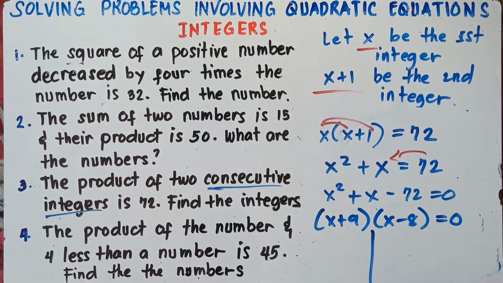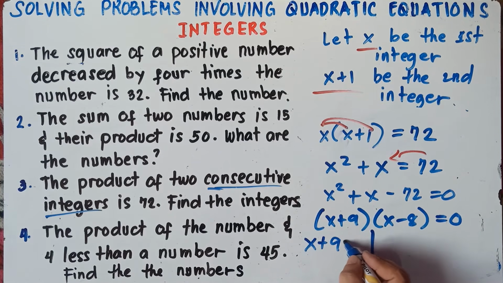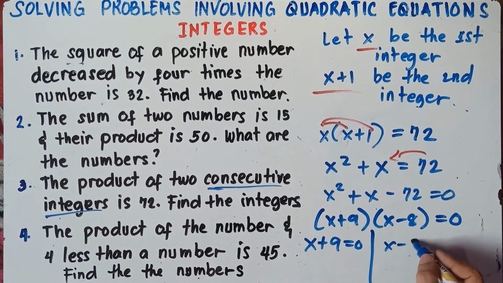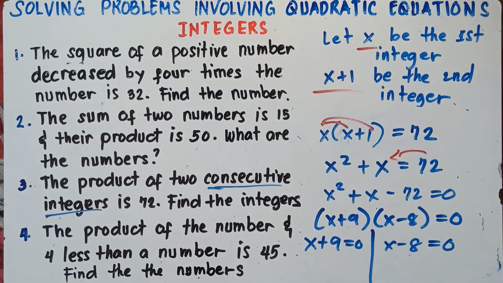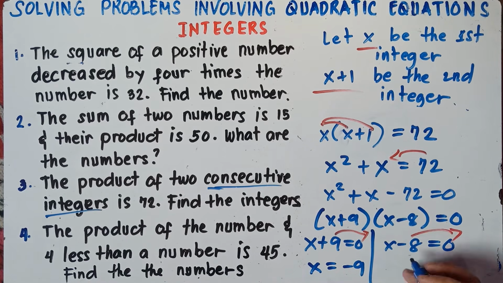So equate each factor to 0. This will be x plus 9 equals 0, and x minus 8 equals 0. To get the value of x, you transpose this positive 9 from left to right. Once you transfer a term across the equal sign, you change the sign, class. This is positive 9, so it will be x equals negative 9. And this is negative 8, so it will be positive 8.